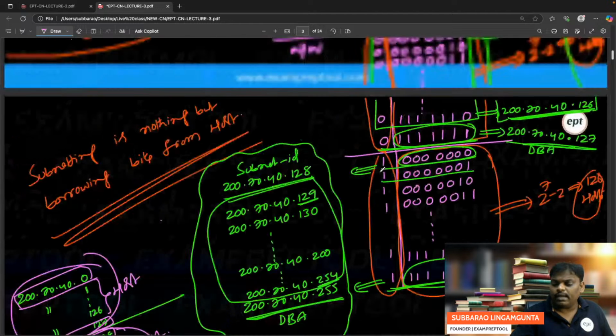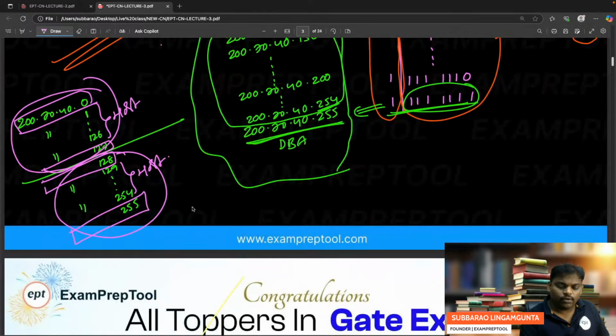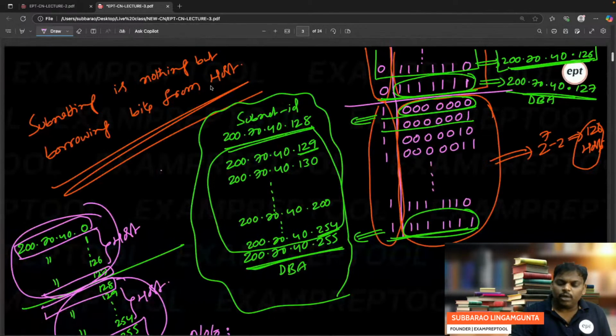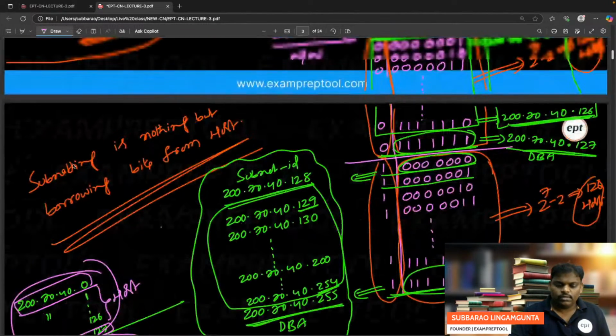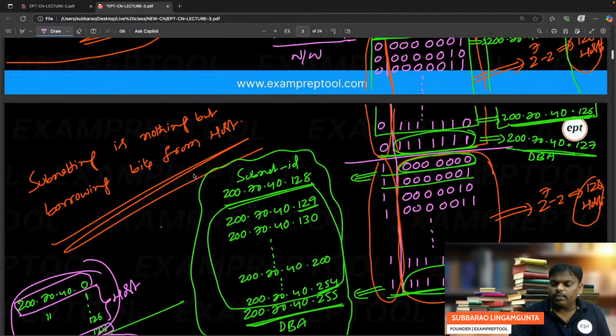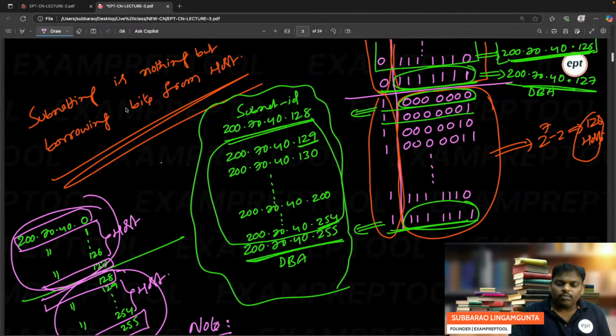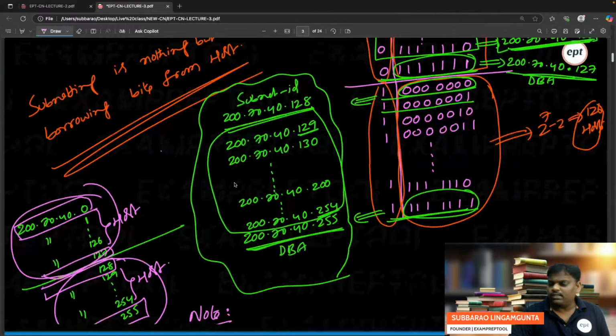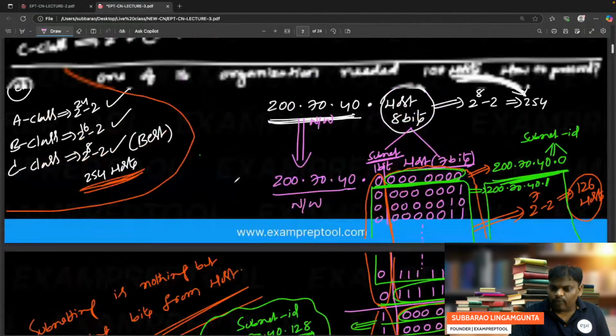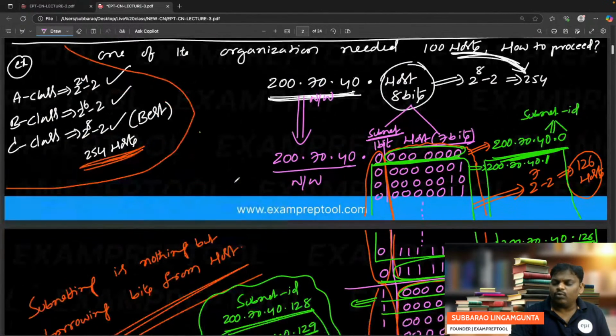Remember, I am writing a note here. Subnetting is nothing but borrowing bits from the host. Try to understand. I have done only one problem for the purpose of subnetting, so you may not get it fully.